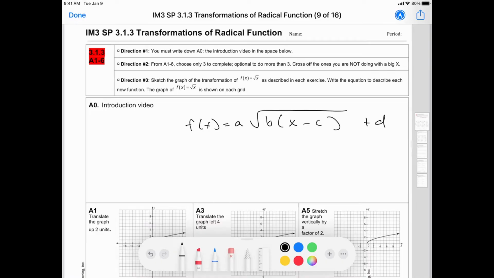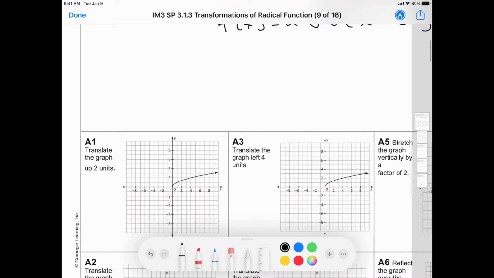Let's go ahead and do A1. We're going to sketch this transformation, and then we're going to write the equation. So it gives me the parent graph. And I definitely want to highlight some points in here that we did in the intro video: (0, 0), (4, 2), and (9, 3).